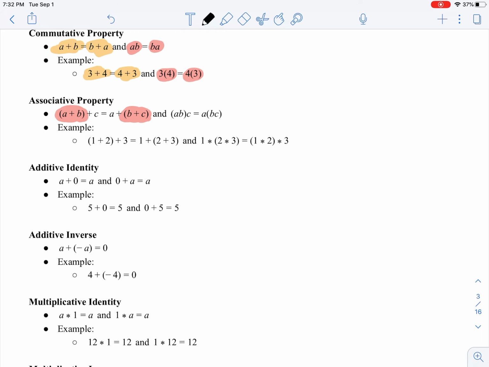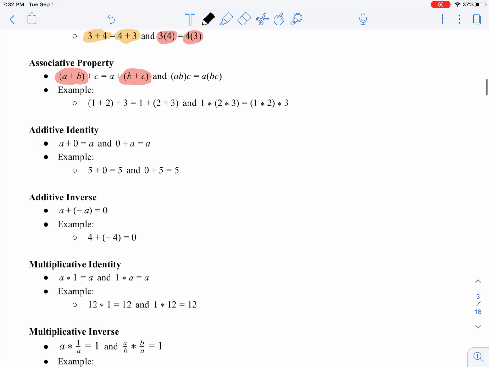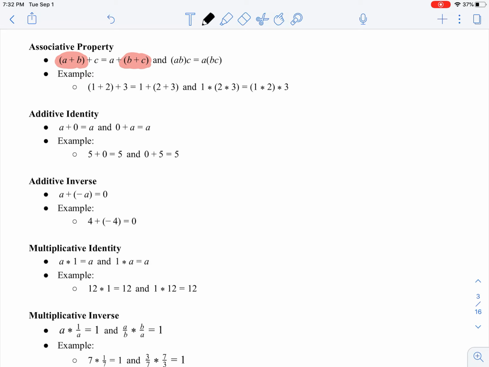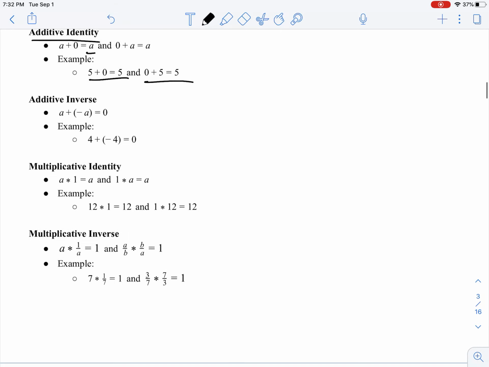Additive identity. Basically, the additive identity states if you add 0 to something, it stays the same, which is pretty basic, but we should just know that that's what that's called, the additive identity. 5 plus 0 is 5, 0 plus 5 is 5. Adding 0 to anything keeps it the same.